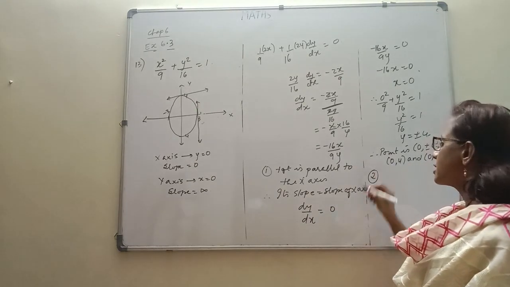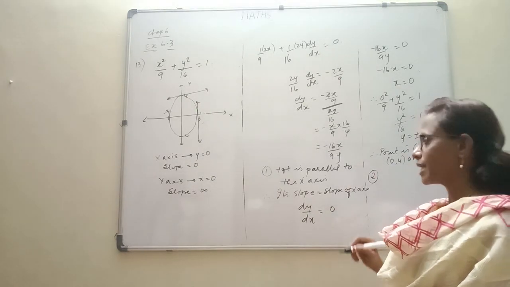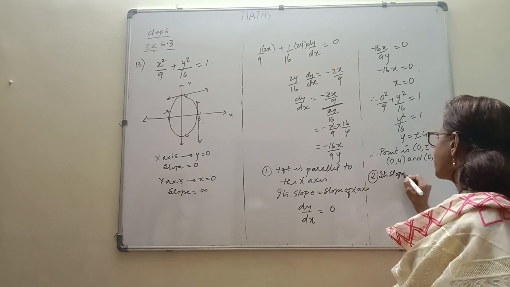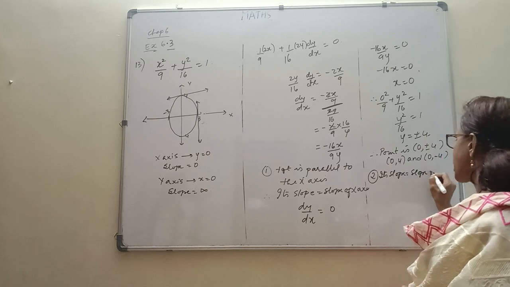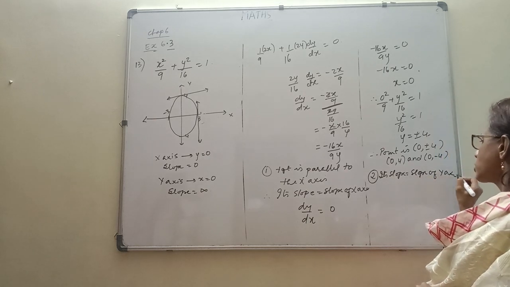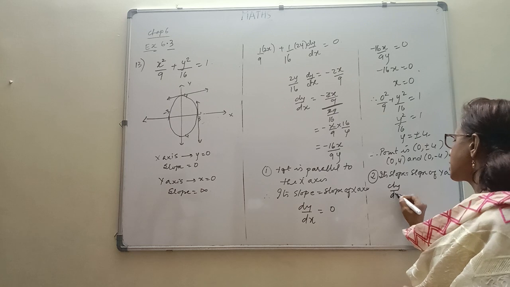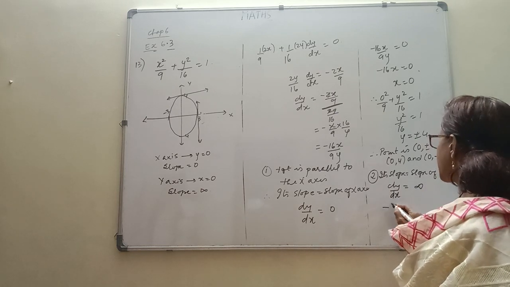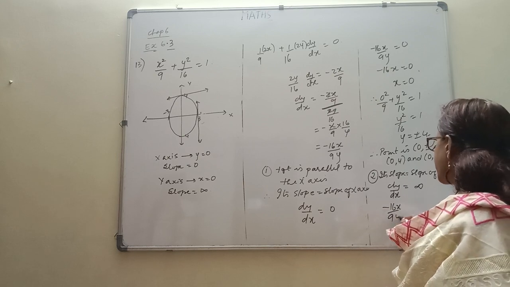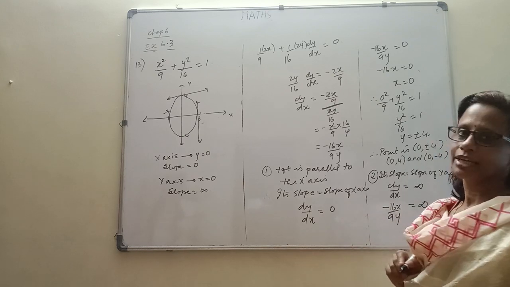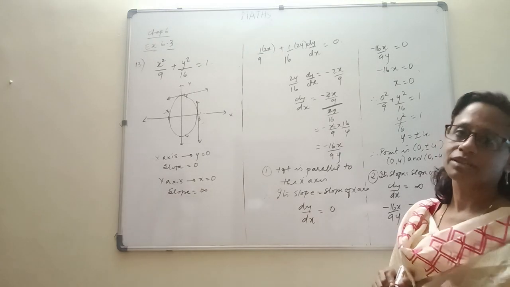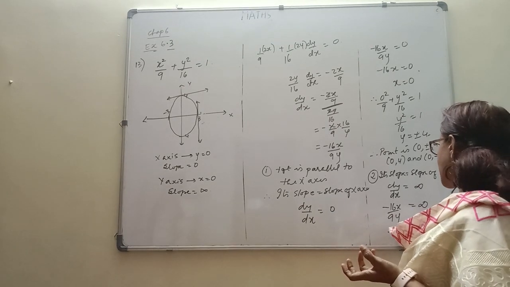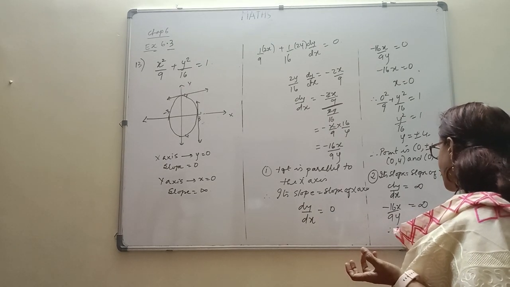Now the second case where the tangent is parallel to the y-axis. There its slope will become equal to the slope of the y-axis. So dy by dx, slope of the y-axis is infinity. So it is minus 16x by 9y equal to infinity. Now we all know that the fraction becomes infinite when the denominator is 0. So that's the logic that you have to take. So 9y is 0, which means y is 0.